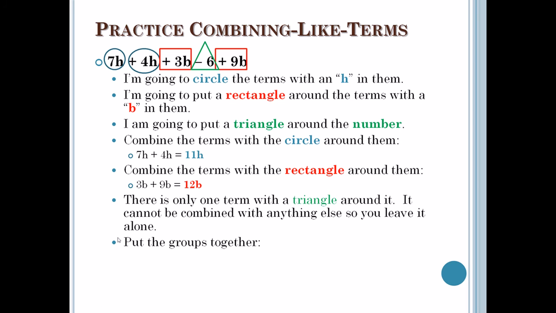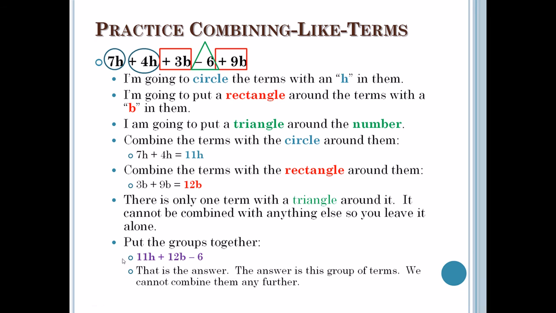So again, we're just going to put the groups together. I'm going to write 11h. And what sign will I put in front of the 12b? A plus. Plus 12b. And I write take away 6. I know this answer just got uglier than the last one, but trust me, you cannot group anything else up here, and that's okay. It's like you have 11 horses plus 12 boys and negative $6. You just can't group it up any better than that. That's just how it is. So that is the final answer.